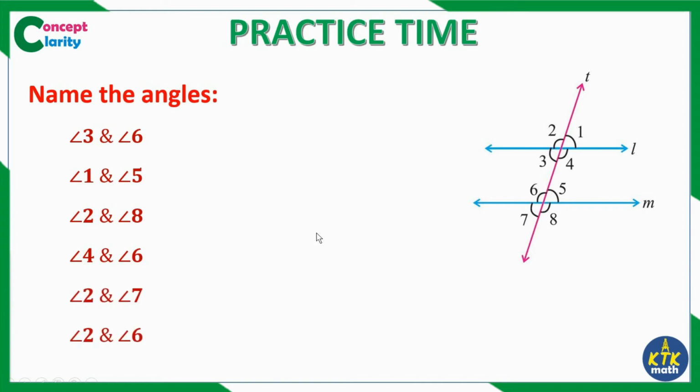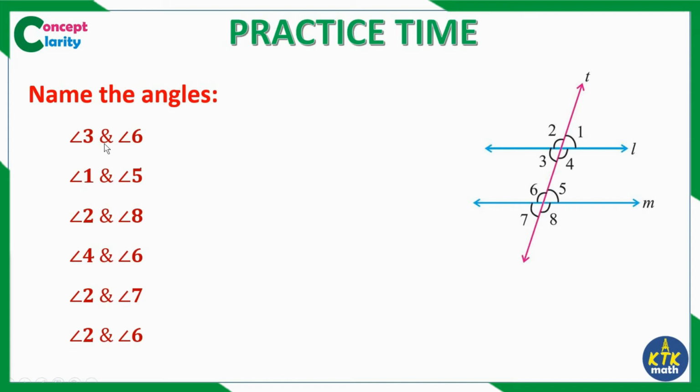So get ready. 3 and 6. Clear? 3 and 6. The first thing you need to check is whether the two angles lie inside or outside. Whenever two angles are given to you, first you need to check whether they are lying inside or outside. Inside means interior, outside means exterior, and then you need to check whether they are lying on the same side or on the opposite side, which is alternate.